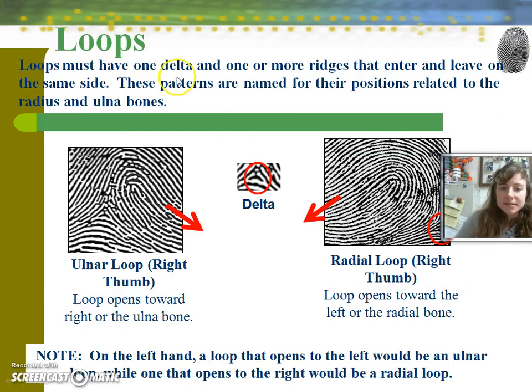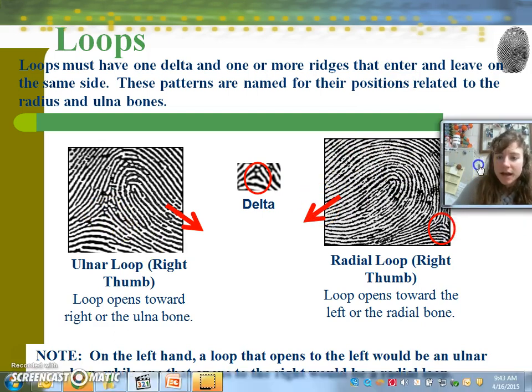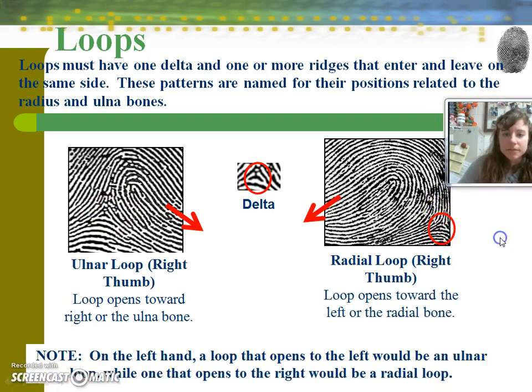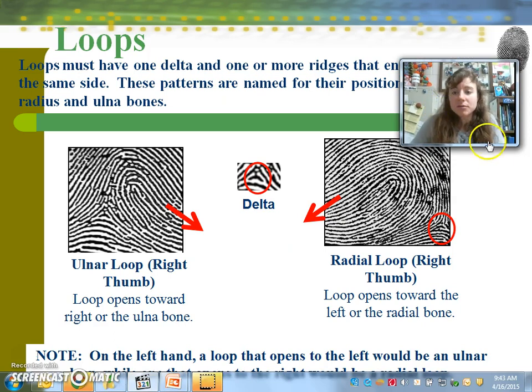Loops must have one delta and one or more ridges that enter or leave on the same side. So here's our delta right here on this one, and here's our delta on this one right over here. And that's called a recurving ridge. It enters and exits on the same side. Now, one of the ways we distinguish a type of loop is, looking at this deposited print, I'm going to say that's a left slant loop because it's entering and exiting back on the left. This one is going to be a right slant loop.